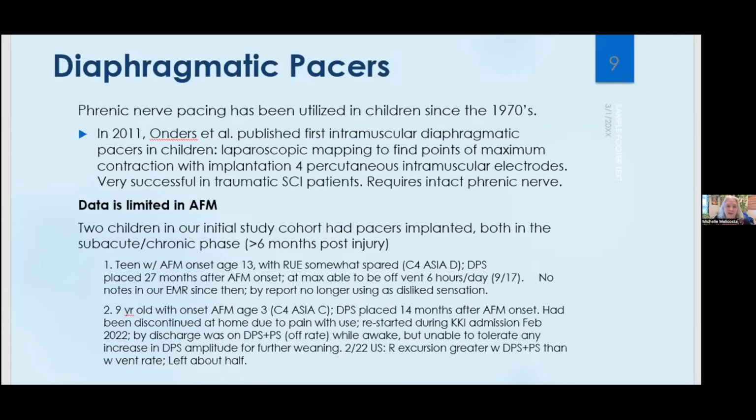The data on pacers is limited. At the time of our initial study, we had 2 children who had pacers implanted. In both of them, it was more than 6 months after the onset of their AFM. One was a teenager. He developed AFM at age 13, had a pacer that was placed 27 months after onset. And by less than a year later, he was able to be off of the vent for about 6 hours a day.